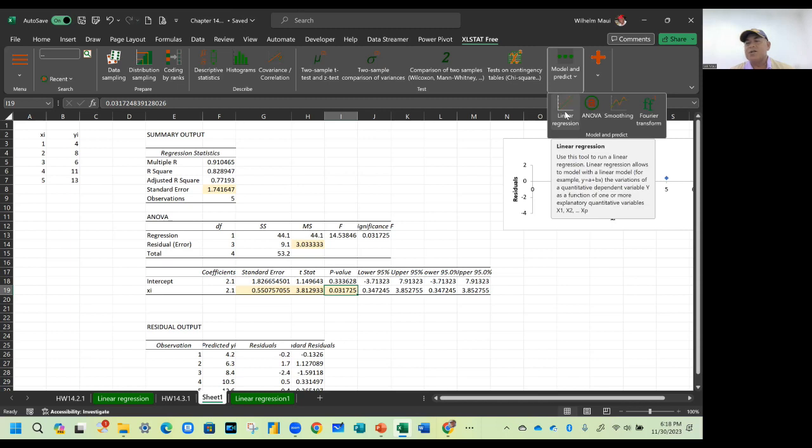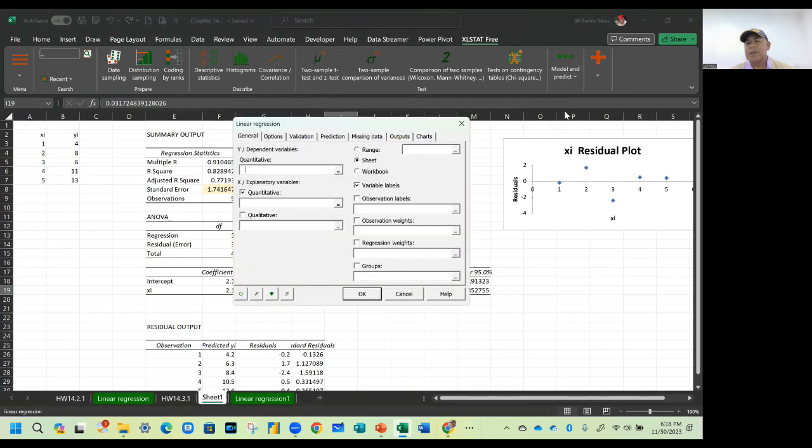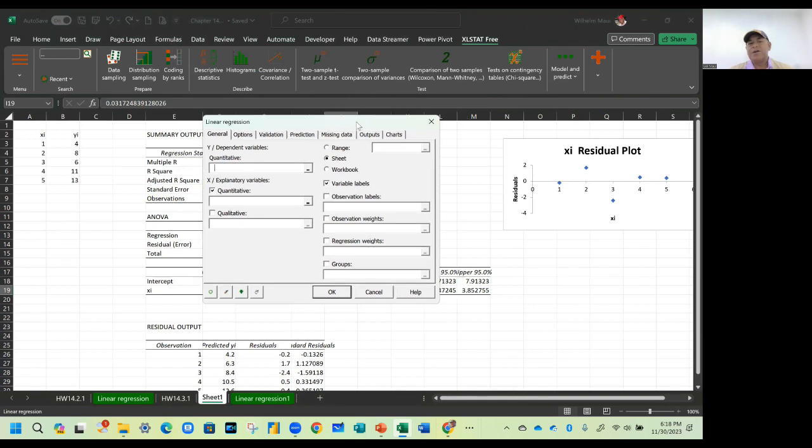So run your linear regression here, right? And now it's a matter of, again, making sure that you're specifying your variables correctly. So in this case, your Y values are over here, no? The Y values. And then your explanatory variable, so yeah, they use a different term, right? We use independent variable. In this case, they call it explanatory variable. So that's the X, the independent variable.